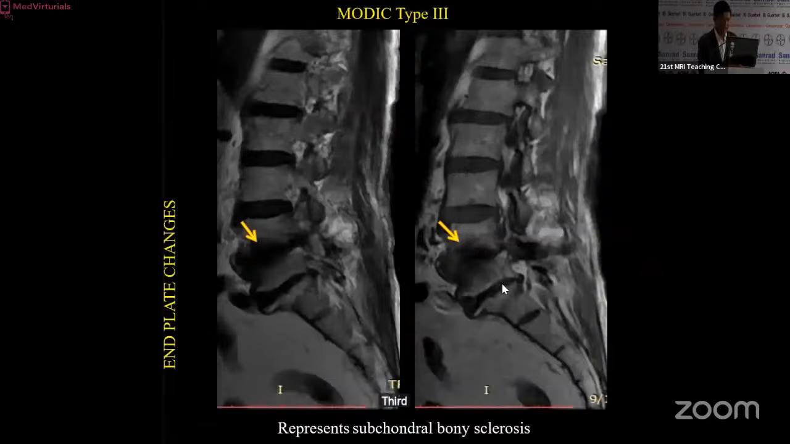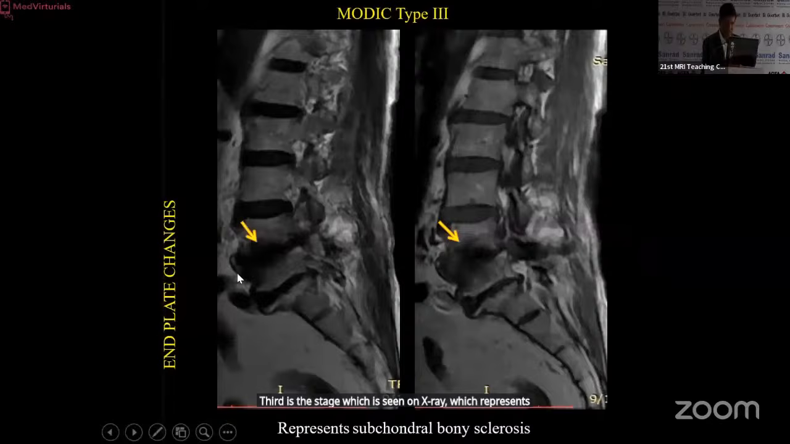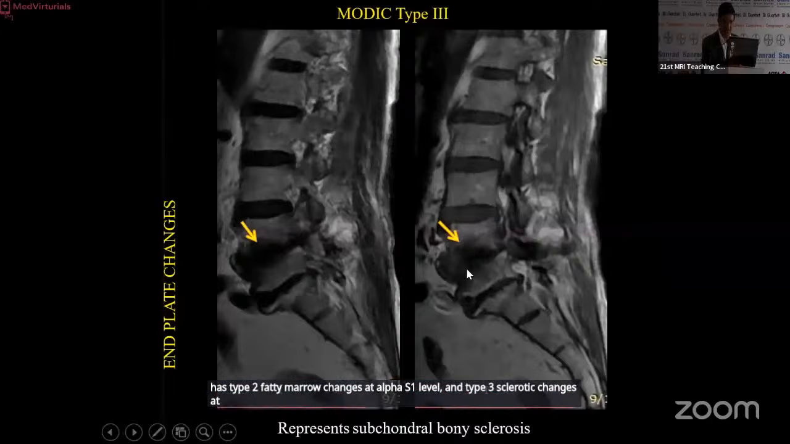Third is the stage which is seen on X-ray, which represents sclerosis. So if you see this patient who has severe degeneration of all the discs, has type 2 fatty marrow changes at L5-S1 level and type 3 sclerotic changes at L4-5 level. In addition, there is degenerative anterolisthesis and interspinous bursitis.